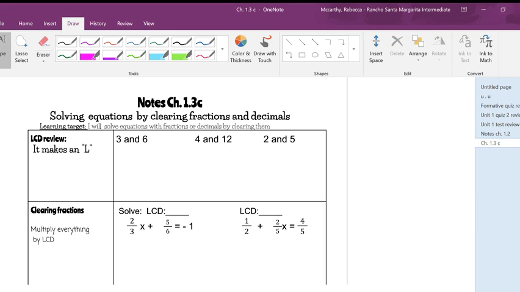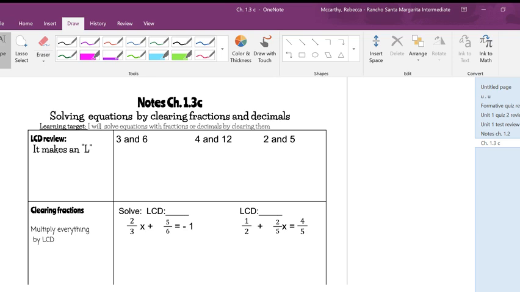We're going to look for the lowest common denominator. When we have equations with fractions and decimals and we just don't want to deal with them, these are some of the things that mathematicians do to make their figuring a little bit easier.